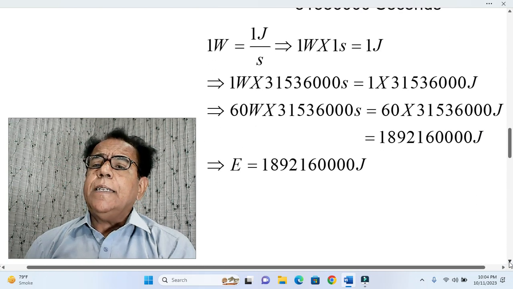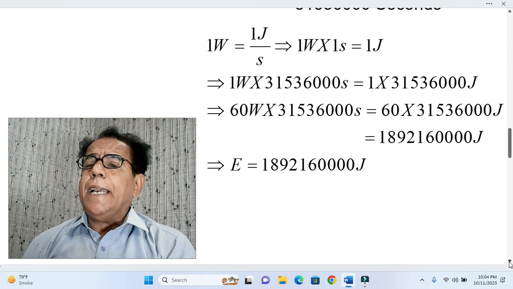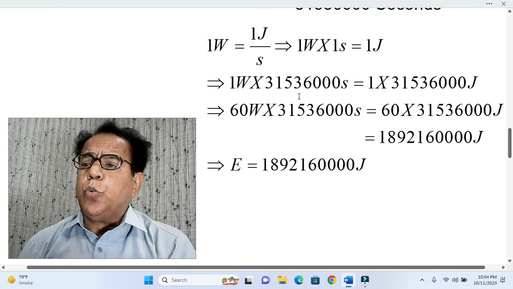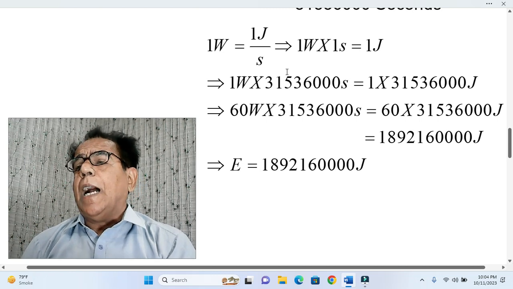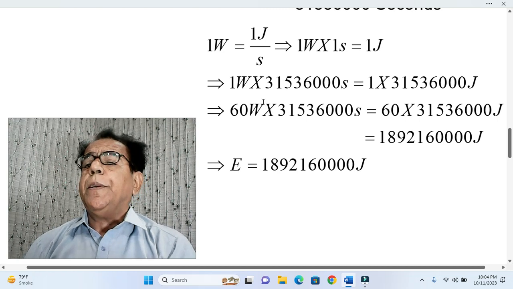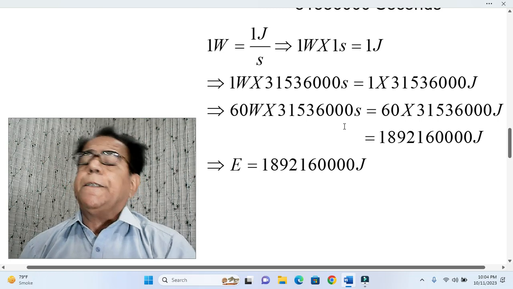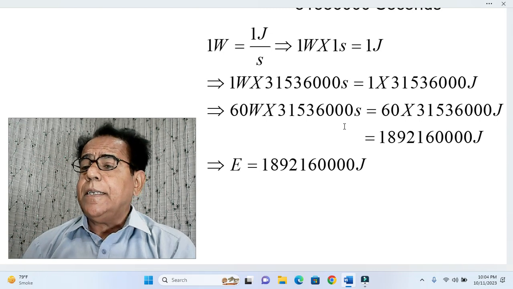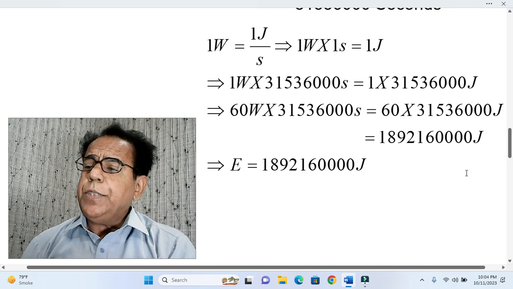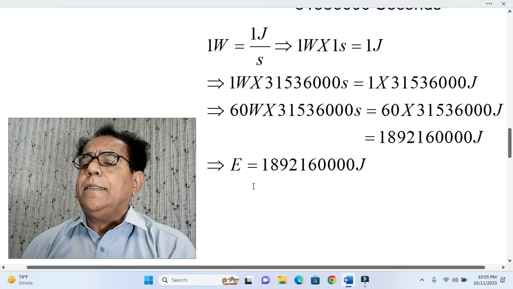Now we know that 1 watt is equal to 1 joule per second. Per second means 1 second. This implies that 1 watt into 1 second is equal to 1 joule. And when in place of 1 second we put so many seconds, this factor will also be multiplied on the right hand side. Moreover, our power is 60 watts, not 1 watt, so we multiply with 60 on both sides. Hence the right hand side becomes 18921600000 joule. So this is our energy. In other words, E becomes equal to 18921600000 joule.